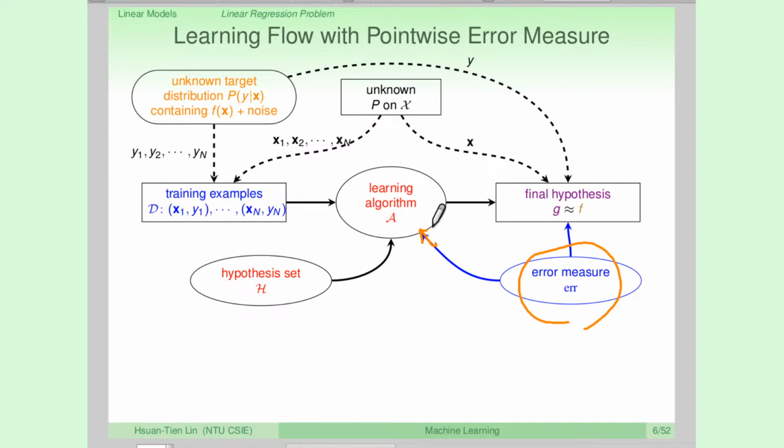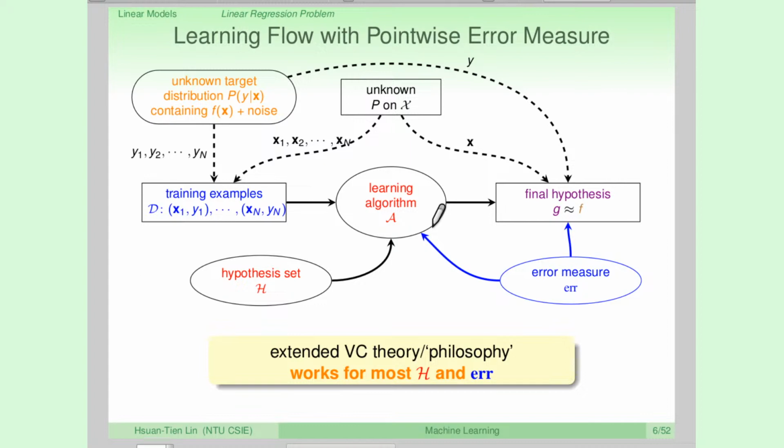If we are doing regression, like what we will discuss, our algorithm would know the error measure, and we use this particular error function to evaluate our final hypothesis. And the good news is that extended VC theory, or the philosophy that we discussed, works for most hypothesis sets, even for regression, for multi-class, and most of the error functions that we're going to consider. Of course, there may be assumptions on some smoothness and so on that we're not going into detail here. But generally, we don't need to show you the VC proof all over again.